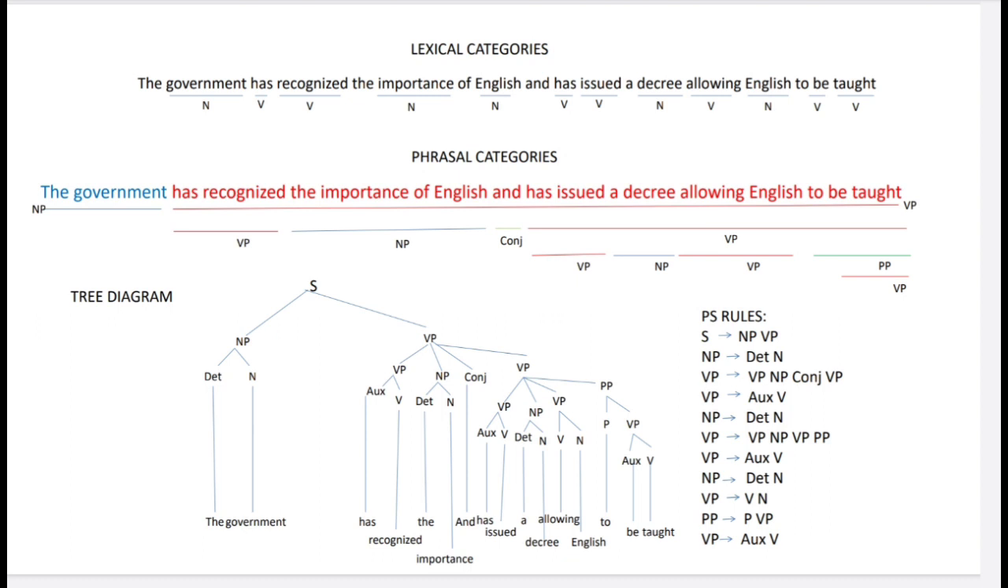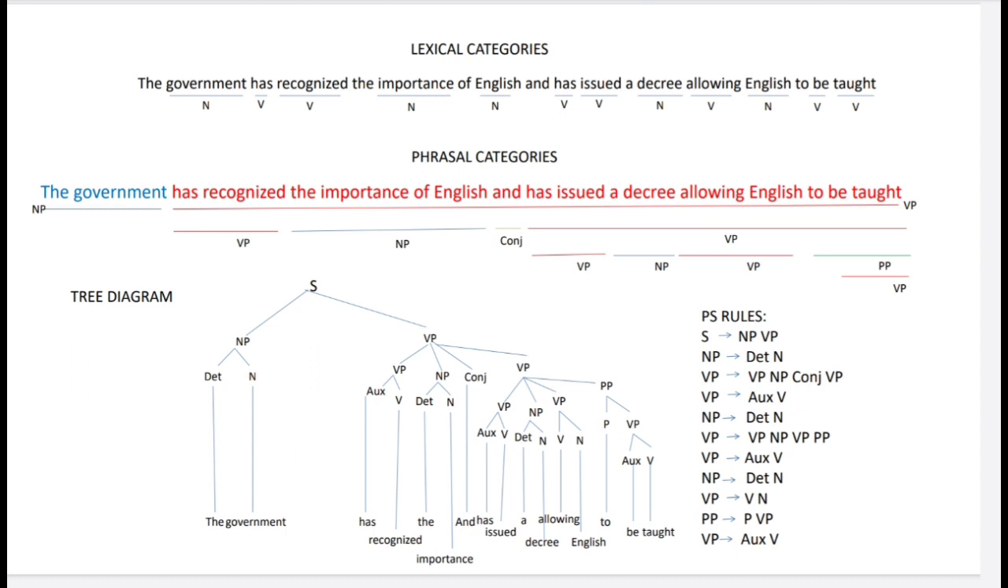So now we know the complicated structure of this sentence. This sentence has two structures, that is noun phrase and verb phrase. Noun phrase consists of determiner and noun, and then verb phrase. Verb phrase consists of four structures, or we can say phrasal categories again: verb phrase, noun phrase, conjunction, verb phrase. On the verb phrase we can see the structure. And then the fourth verb phrase of this sentence has four structures again: verb phrase, noun phrase, verb phrase, and prepositional phrase. And the prepositional phrase here consists of verb phrase again. What is that? Auxiliary and verb.